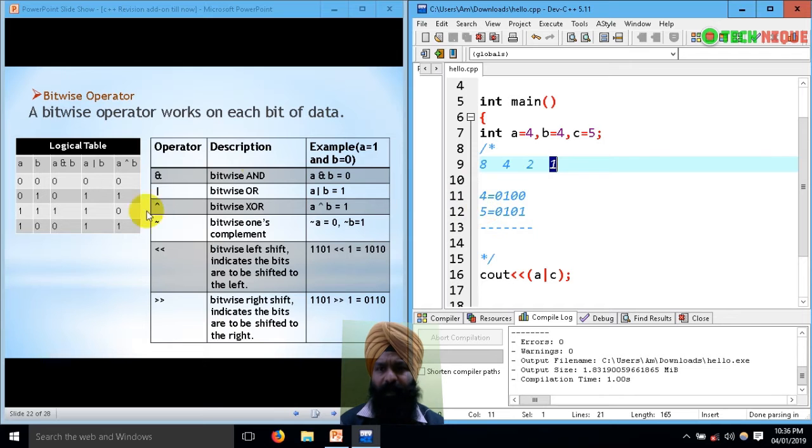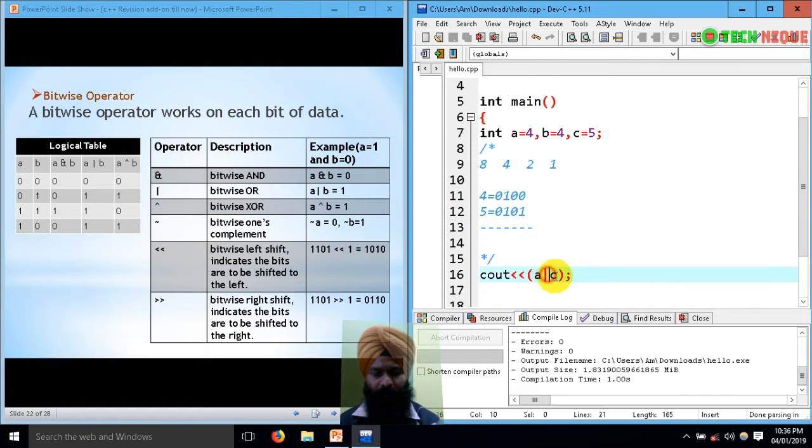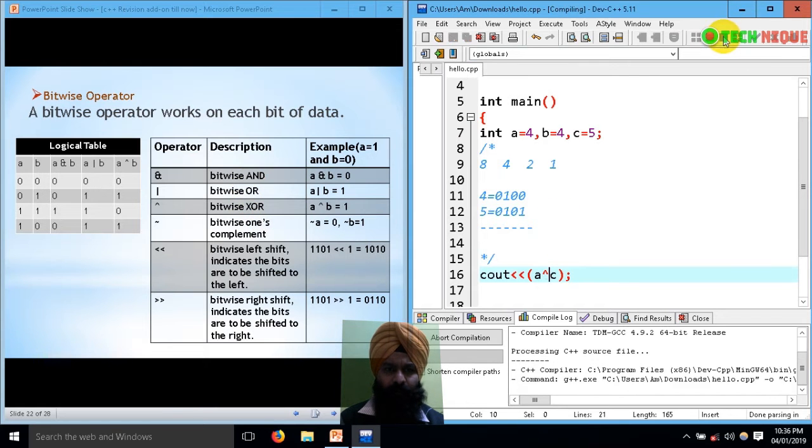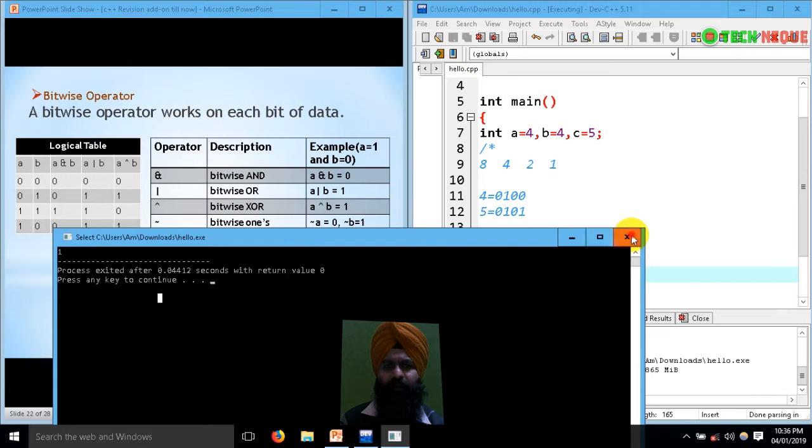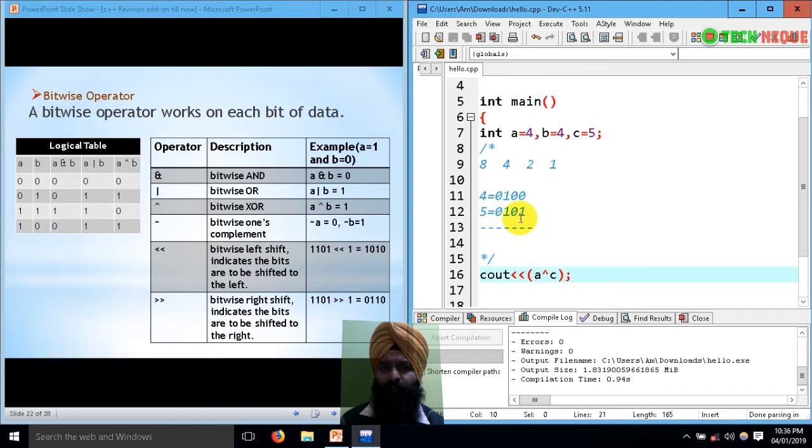So the next one is bitwise XOR. If I put this, it is going to XOR the operation. Now this XOR is having a 1 as output. XOR works whenever we have different values.